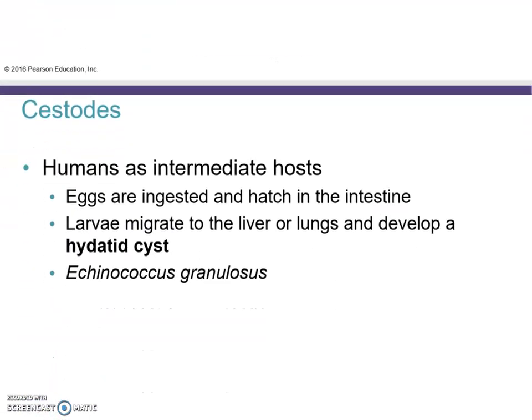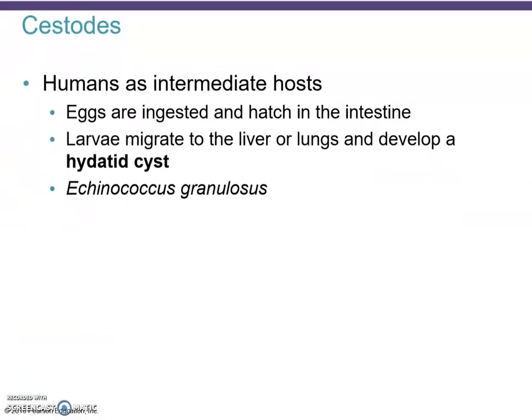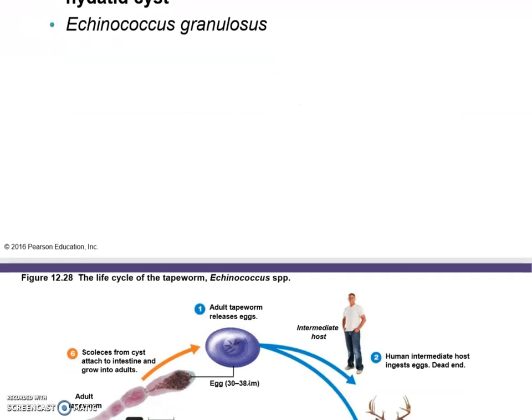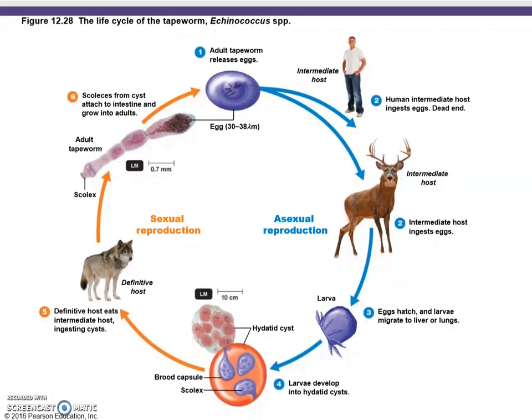Now moving on to tapeworms where humans are intermediate hosts. In this case, the eggs are ingested and hatch in the intestine, but then the larva will migrate to the liver or lungs, and develop into a cyst kind of form. And here we have an example, Echinococcus granulosus. So here's the life cycle of a tapeworm, the Echinococcus species.